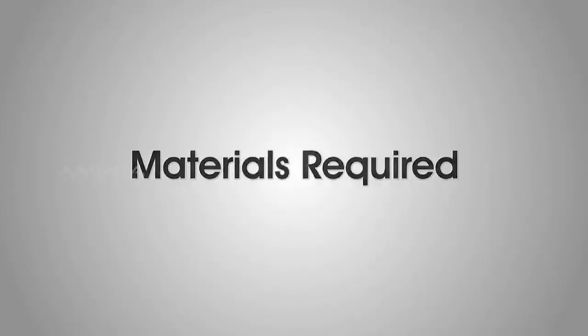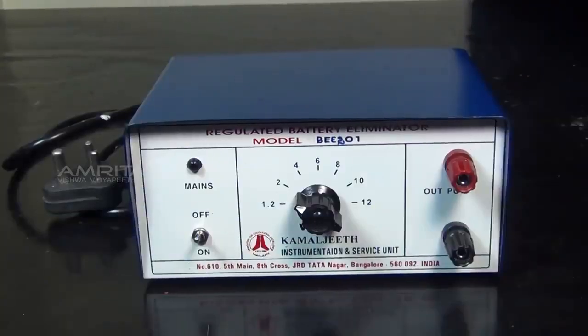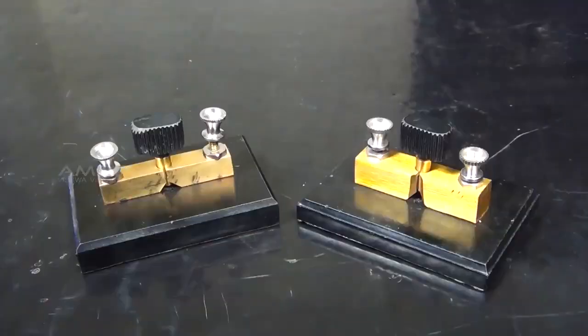Materials required: galvanometer, battery eliminator, 2 resistance boxes of values 5000 ohm and 500 ohm, 2 one-way keys.